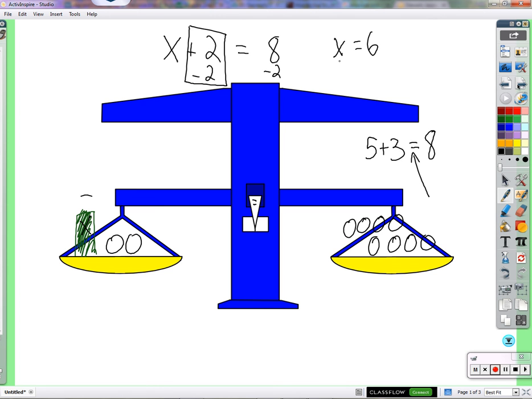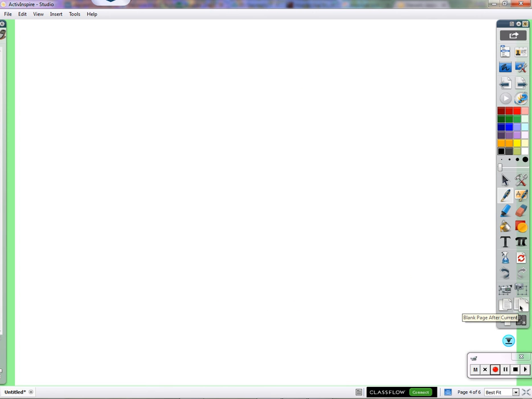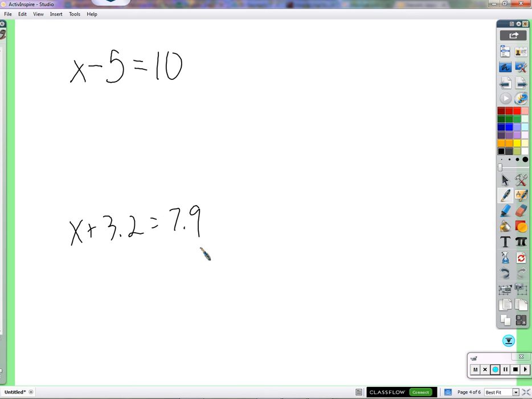So let me give you a few equations. Say x minus 5 equals 10, x plus 3.2 equals 7.9, and x plus 3/4 equals 5/6. I want you to figure out what x is worth in each of those. It'll be worth something different in each equation, because x plays a different part.